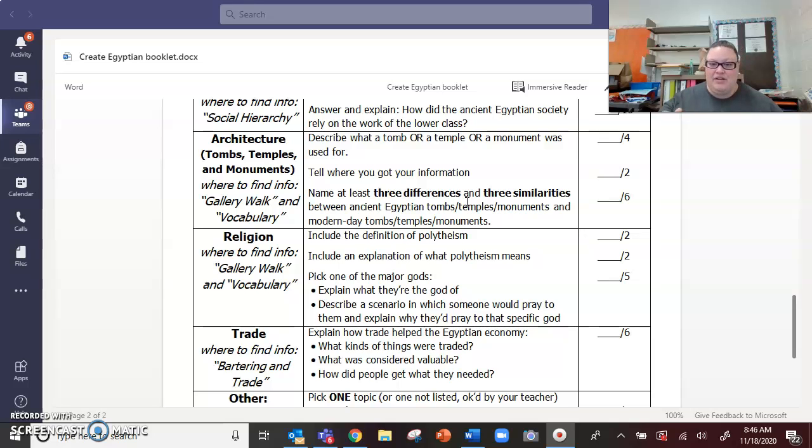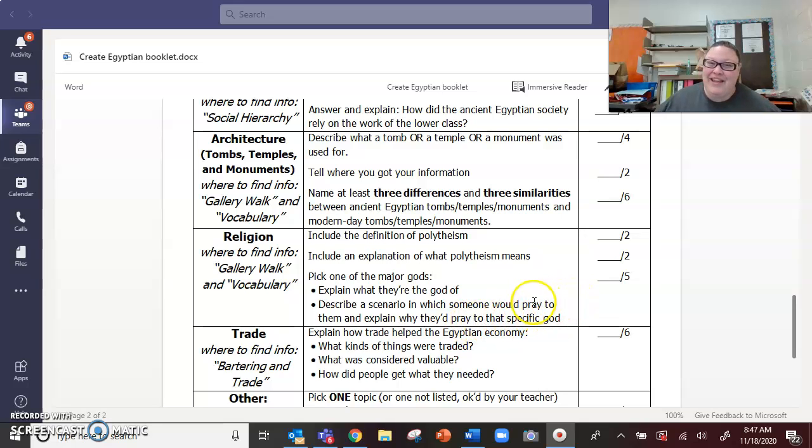Make your life easier. With religion, you need to include the definition of polytheism, which is worth 2 points, and include an explanation of what polytheism means. So you're not just going to say polytheism is the belief in many gods. You're also going to put it into your own words and explain what it means to believe in many gods. Then you are going to pick one of the major gods and explain what they're the god of, and describe a scenario in which someone would pray to them and explain why they pray to that specific god.